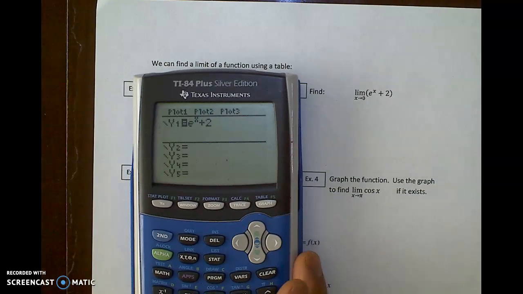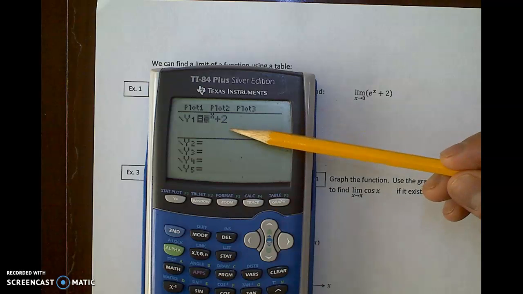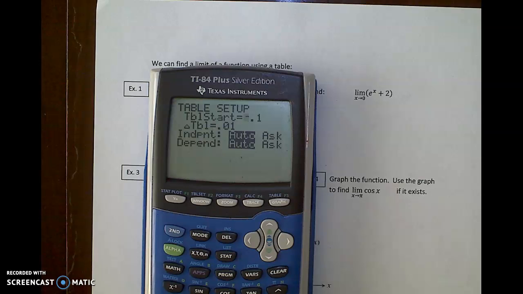Alright, so for this next example, we want to find the limit of this function, defined by e to the x plus 2. Find the limit of this function as x approaches 0. So again, using our calculator, we want to create this table. So we're going to enter in our function.